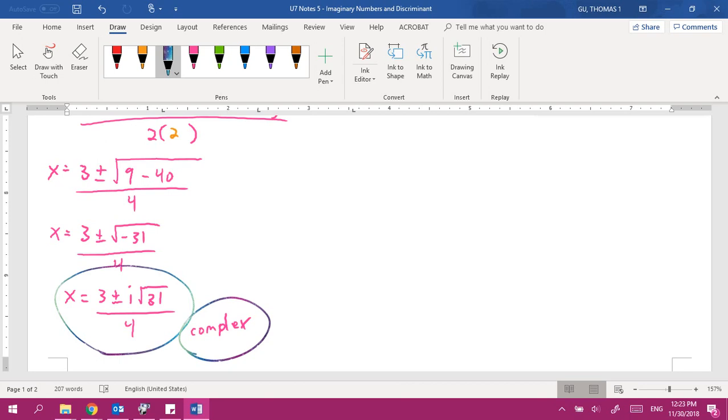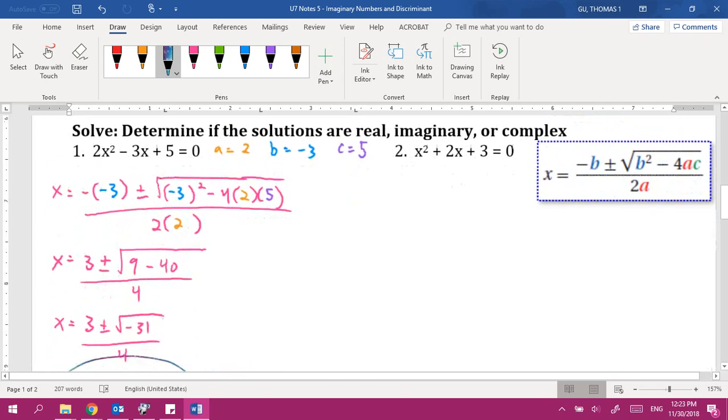If it has an imaginary number and a real number. Because this part's real, right? The 3. But then the I times negative 31 times square root of 31, that's imaginary. All right, let's do number 2 then.